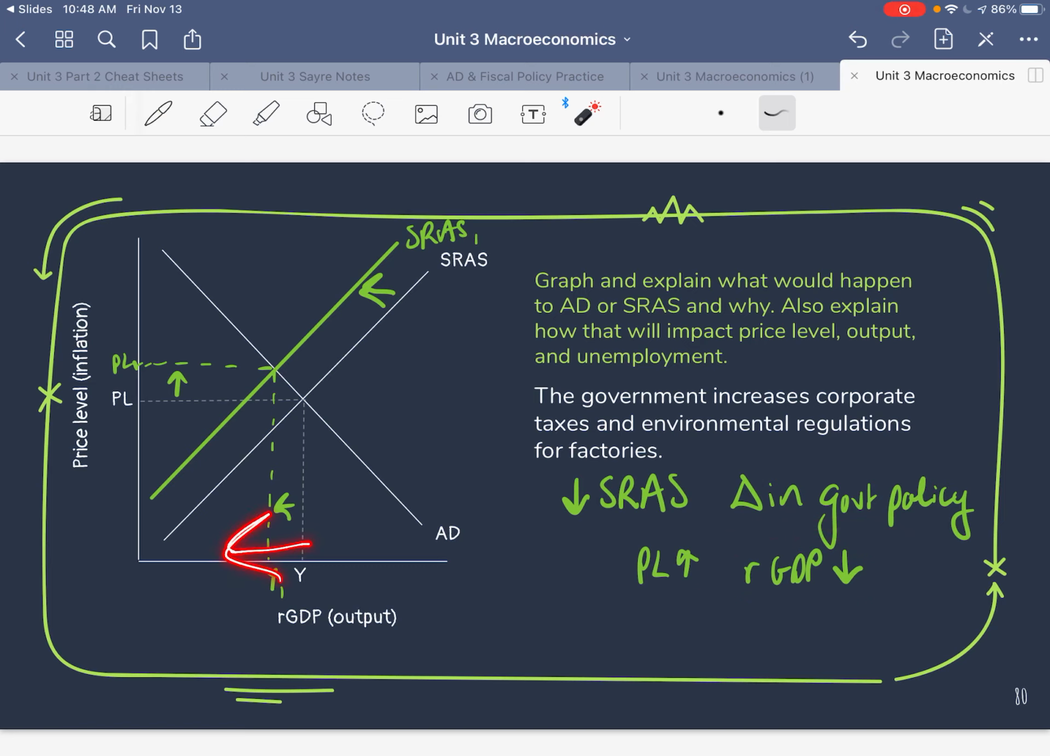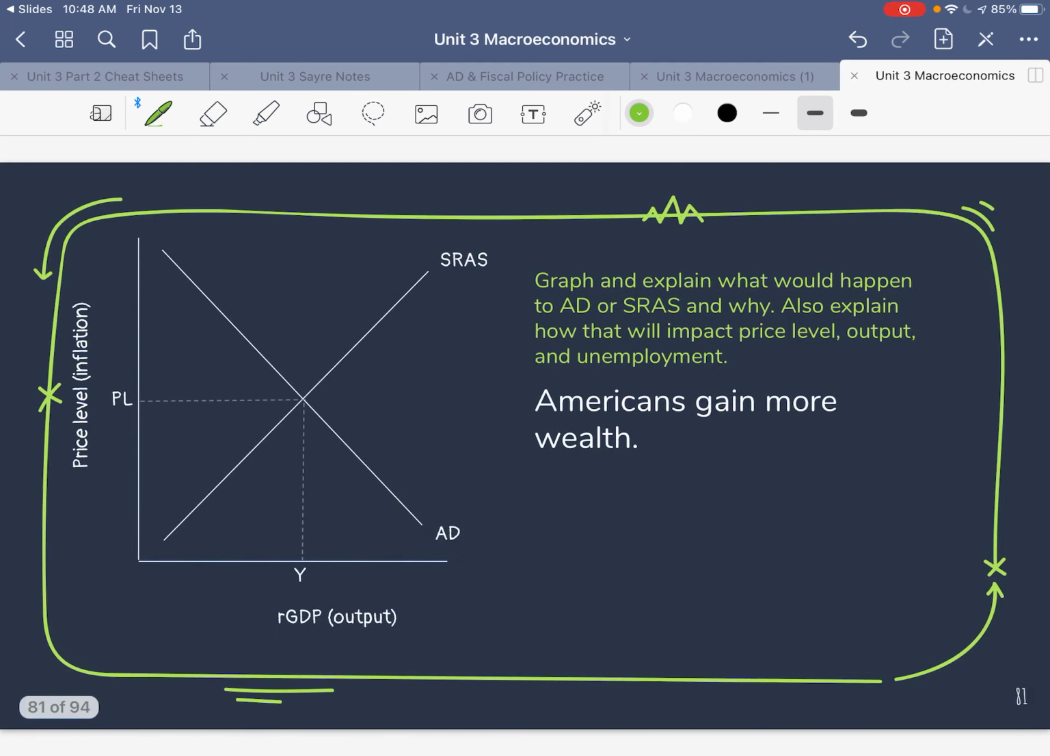We shifted this way. That means we don't need as many people to make that stuff because it's not really needed. So we start firing people. That increases unemployment. And there's the answer there. You see how it's different than the last one? Because this one shifted the SRAS curve and not the AD curve. All right, let's do another one.